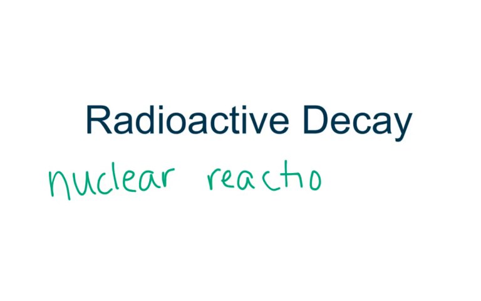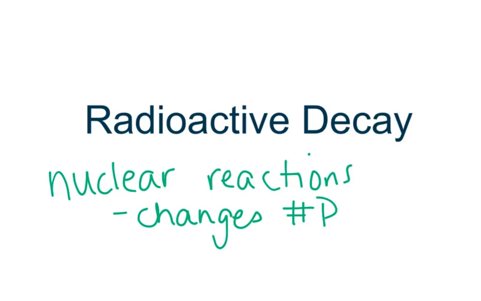Alright, so when talking about radioactive decay, what we're talking about are nuclear reactions. These change an atom of one element into an atom of another. Alright? So this changes the number of protons. Remember, the protons are like the identity of the atom. So if we change the number of protons, we're changing what the atom is. So all these nuclear decay equations show us how to change from one atom into another.